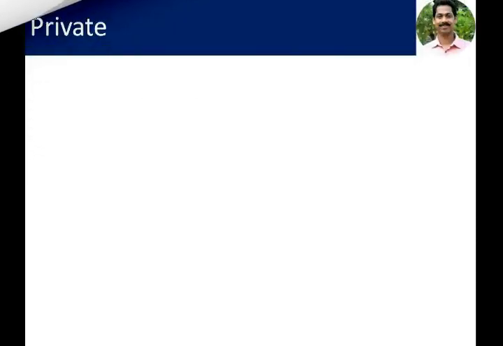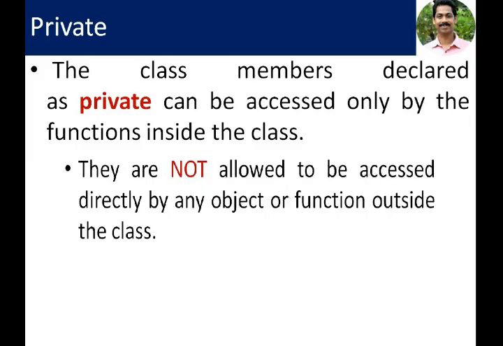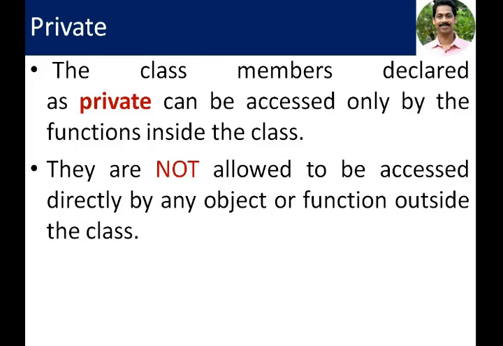Next is private. As the name specifies, private is a class member which can be accessed only by the functions inside the class. That means a private member can be accessed only inside that class. It is somewhat similar to a local variable. They are not allowed to be accessed directly by any object or function outside the class.